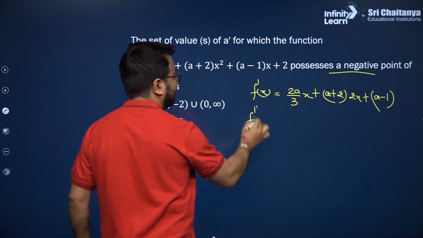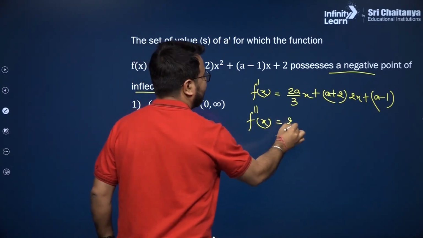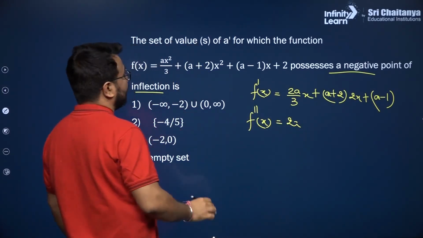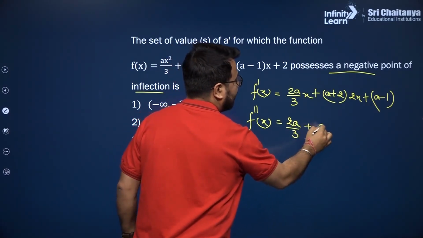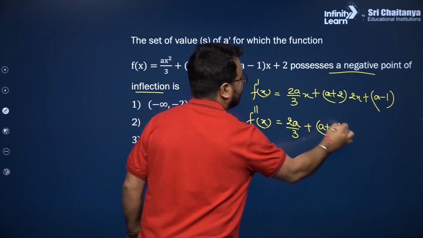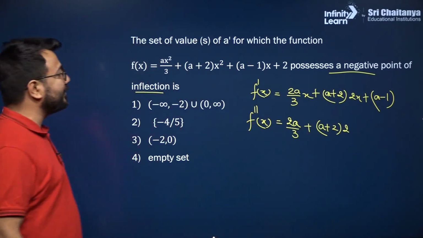Now let us try to write the double derivative. So the double derivative is 2a upon 3, and then we have a plus 2 times 2. This is the double derivative that we are obtaining here.